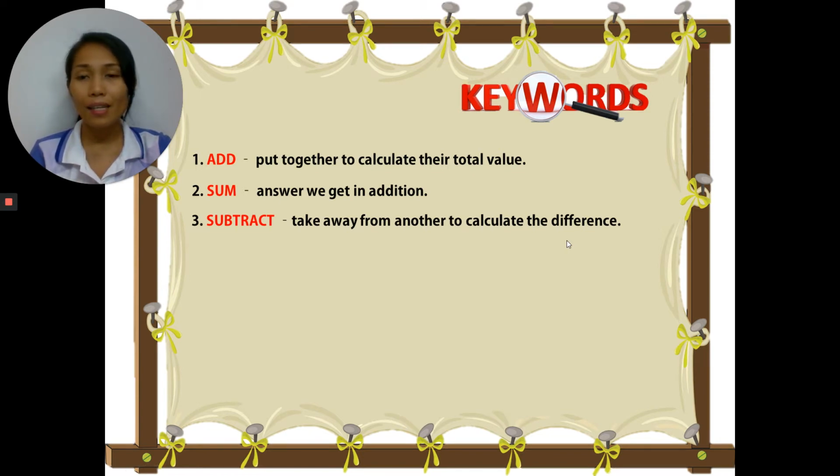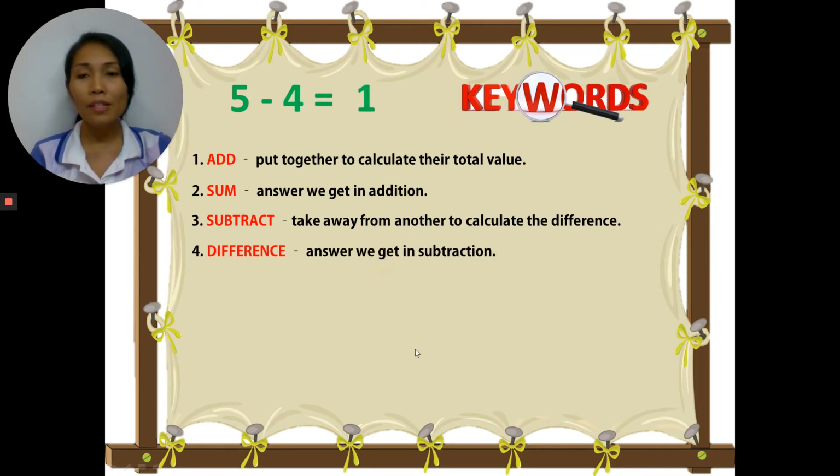I've been saying this since our previous lessons, but I have to repeat this again and again for you to remember and not forget. To subtract, we use the symbol minus, which means to take away from another. So 5 minus 4 equals 1, and the 1 here is called the difference. The answer for subtraction is the difference.